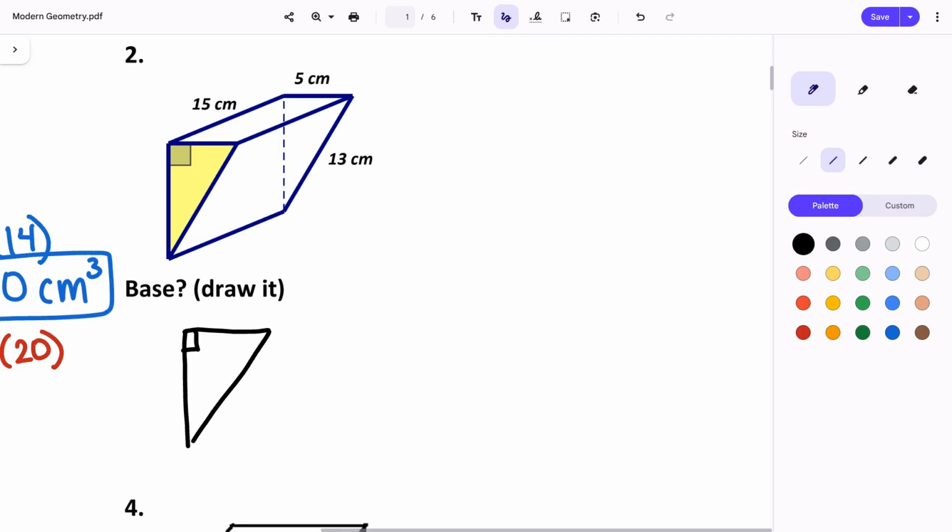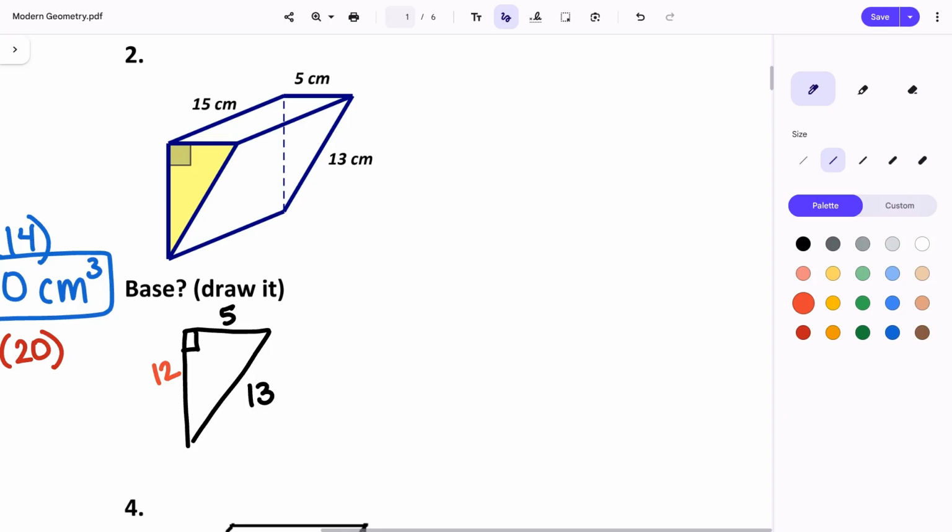Just going to draw that out. Do we know any of the dimensions on just the triangle? Okay. We know the long side is 12. How do we know that?